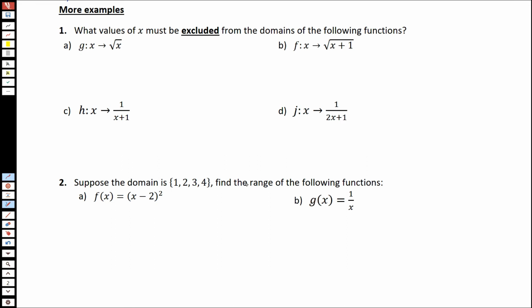We have a square root function. We know that we cannot find a square root of a negative number. So negative numbers basically will be excluded. For this function here, you can only plug in positive values, including 0. So the acceptable values here will be all positive values, including 0, which means the values that have to be excluded will be any negative value, any value that's less than 0.